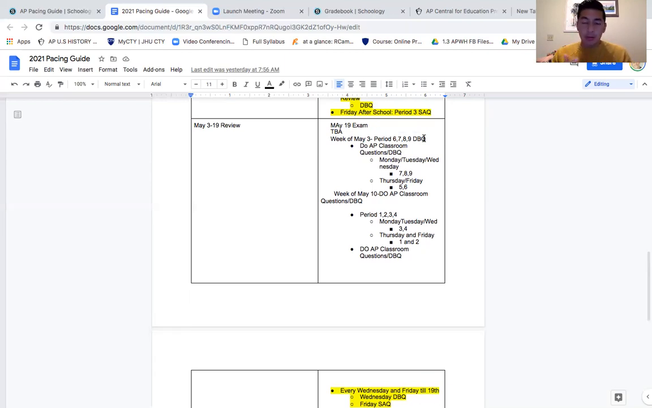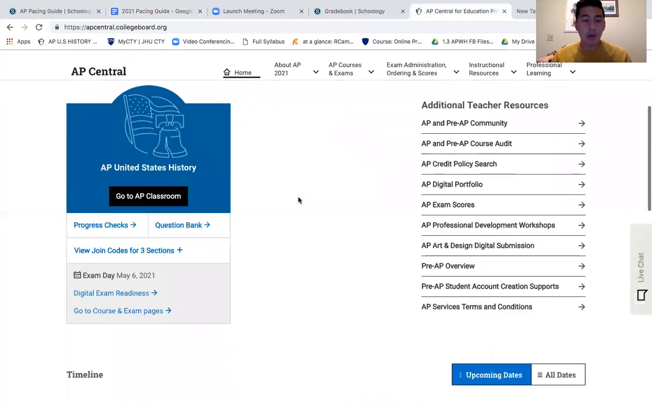What you also want to be doing, though, is I've kind of put the schedule here for you guys. Monday, Tuesday, and Wednesday of this week, you want to go ahead and review period 7, 8, and 9. Review this, all right? And what I mean by review is go on AP Classroom. All of you guys are on AP Classroom, right? And do the progress checks.